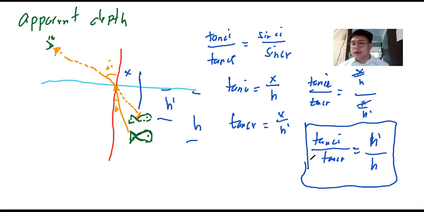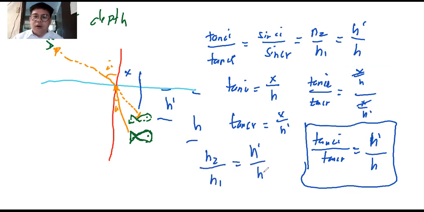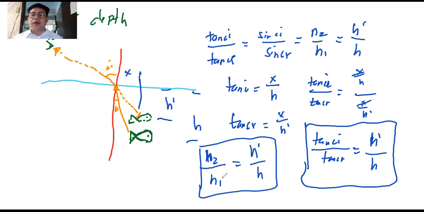Okay. So I hope that it is clear. Now, how is it related to the index of refraction? You know this already, that sine angle I all over sine angle R is also equal to N2 all over N1. Okay? So definitely, this is also equal to H prime all over H. So N2 all over N1 is equal to H prime all over H, and so this is now how they are related to the index of refraction. Okay, I hope that this is clear with you.